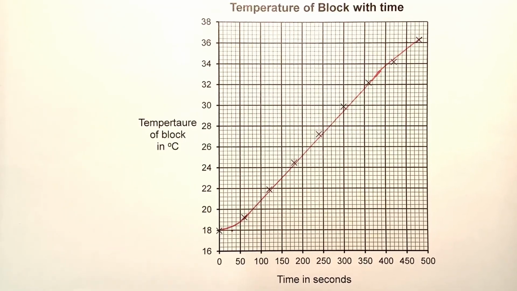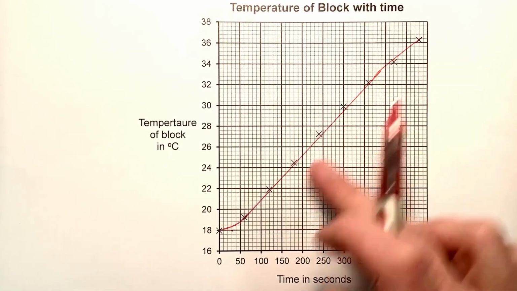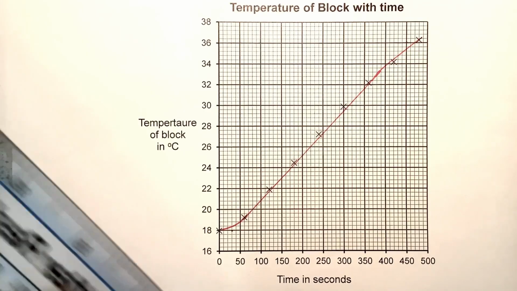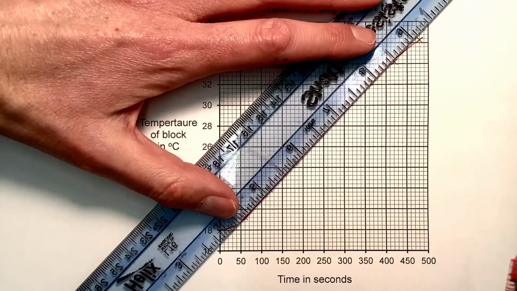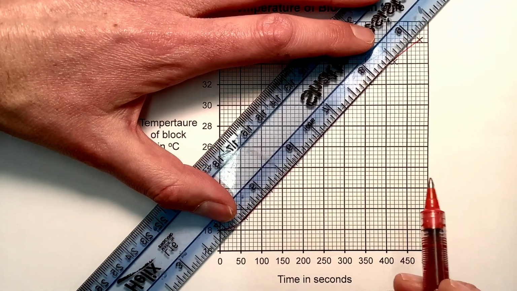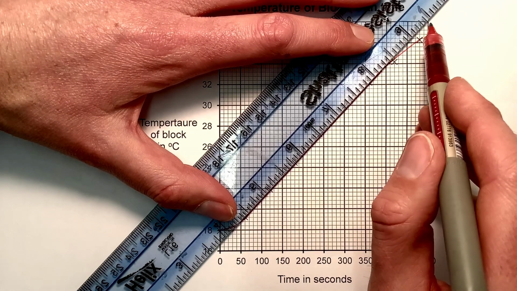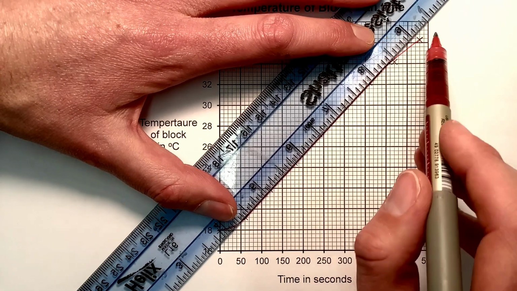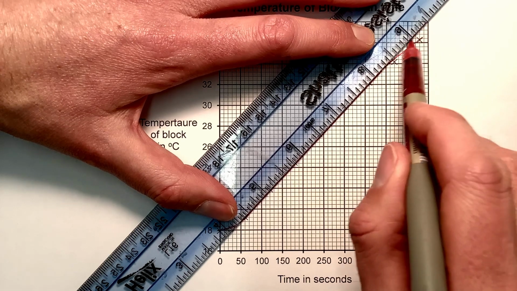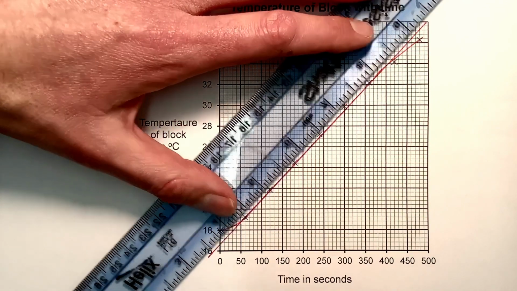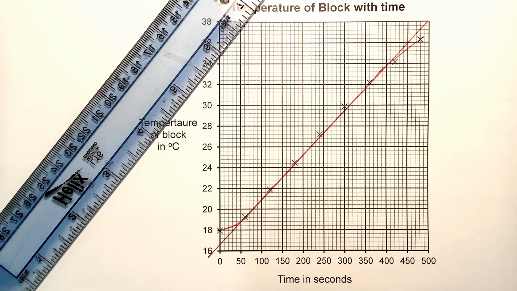I'm now going to try and find the gradient of the straight line section of this graph. And the first thing that I'm going to do is pop a ruler in, and I'm going to try and extend my straight line section to be as large as I can make it, which will make finding the gradient easier. So there I've extended the straight line section to make one long straight line.